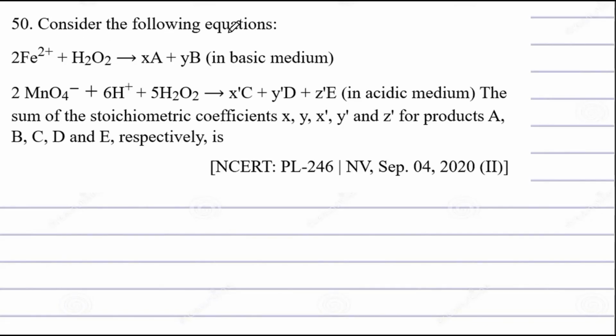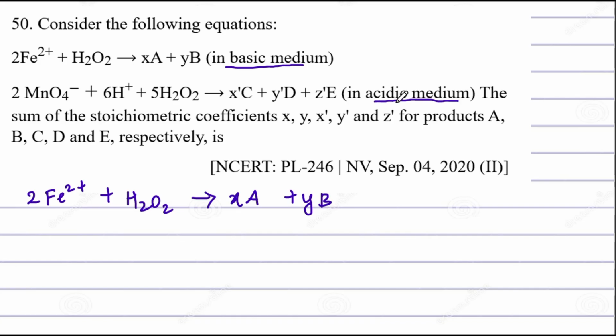Next question is, consider the following equations. 2Fe2 plus plus H2O2 gives XA plus YB in basic medium. Then another equation is given: 2MnO4 minus plus 6H plus plus 5H2O2 gives X dash C plus Y dash D plus Z dash E in acidic medium. The sum of stoichiometric coefficients for products A, B, C, D and E respectively is asked. So you have to balance both the equations separately, then add the coefficients.